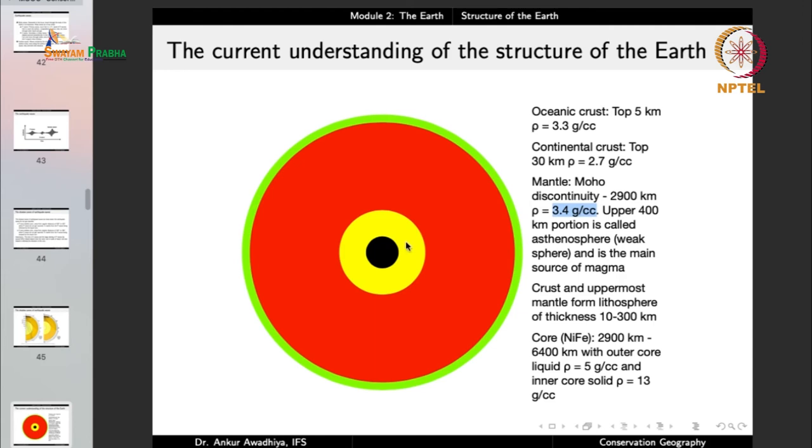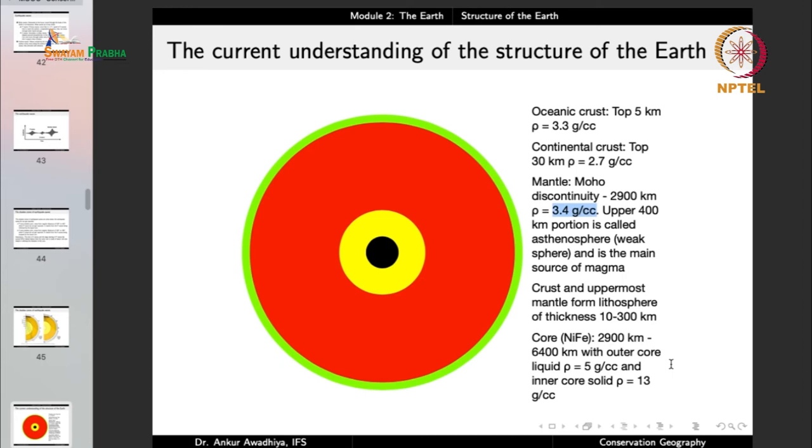And beneath the mantle we have the core, and the core is divided into the liquid outer core and the solid inner core. So the core is from 2900 kilometers in depth to 6400 kilometers, which is the radius of the Earth. The outer core has a density of 5 gram per cubic centimeter and the inner core has a density of 13 gram per cubic centimeter.